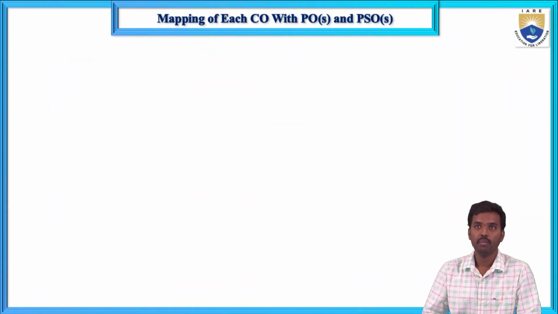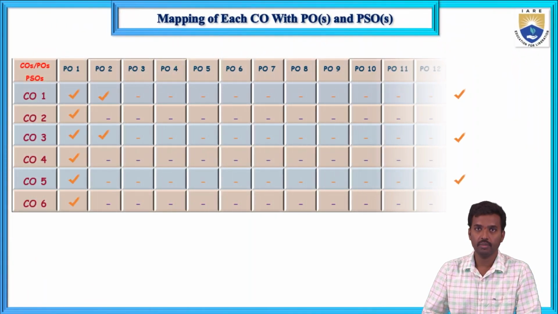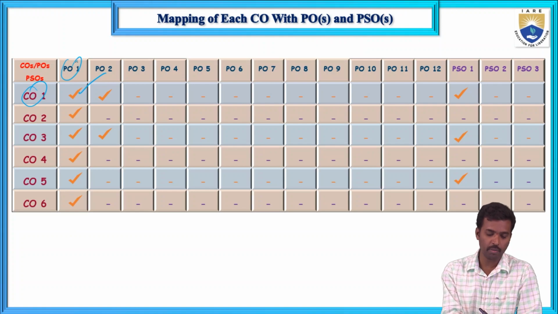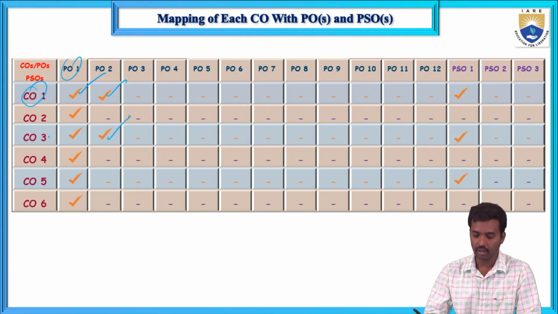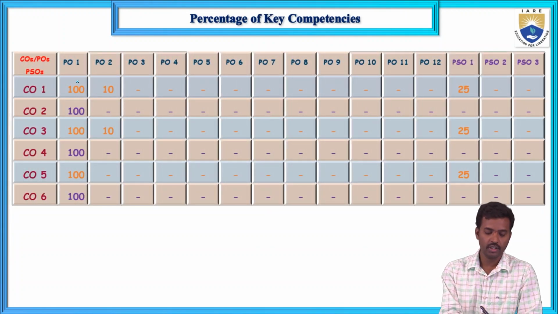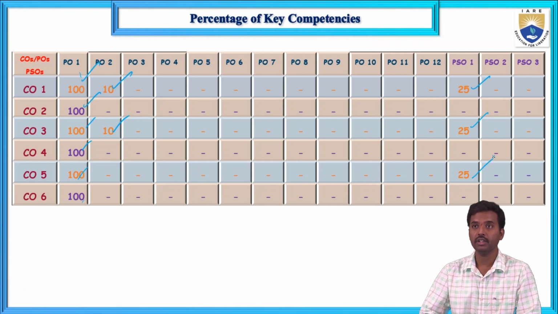And next, mapping of COs, POs and PSOs. So here CO1 is mapped to this one, and all COs are mapped to PO1, and next CO1 and CO3 are mapped, and here PSO1, 3 and 5 are mapped. Next, percentage of key competencies. Here, this one is 100, 100, 100, 100, and next 10%, and next 25%.